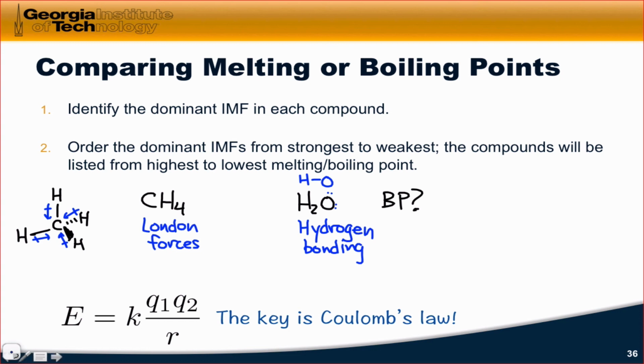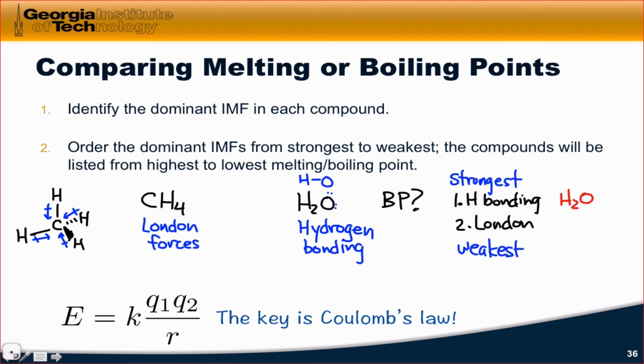Next, we order the dominant forces from strongest to weakest. Based on Coulomb's law, and from what we've just talked about, we know that hydrogen bonding is going to be stronger than London forces. And from here, we can simply write out to the side, for example, that H2O will have the highest BP, the highest boiling point, while CH4 will have the lowest. This method, by the way, works for any number of compounds. As long as they have distinct dominant intermolecular forces, you can order them from strongest to weakest forces, and you'll have the highest transition temperature to the lowest transition temperature right there.